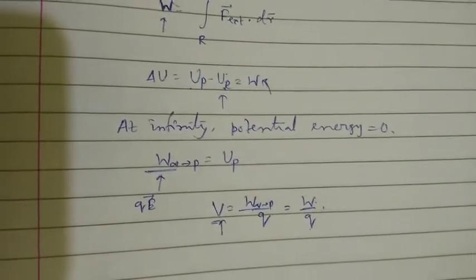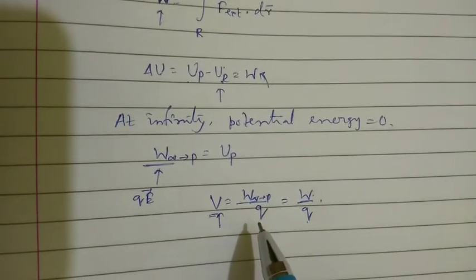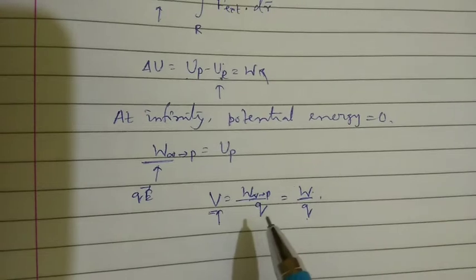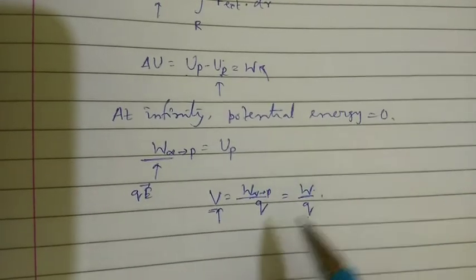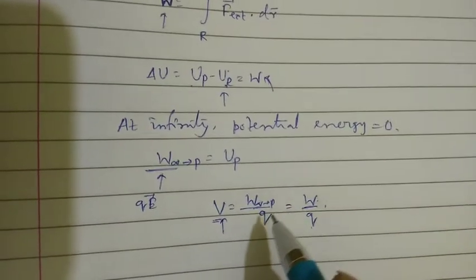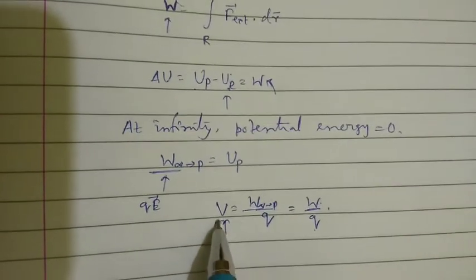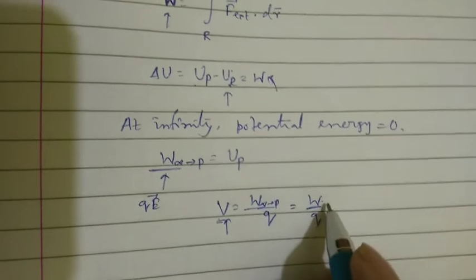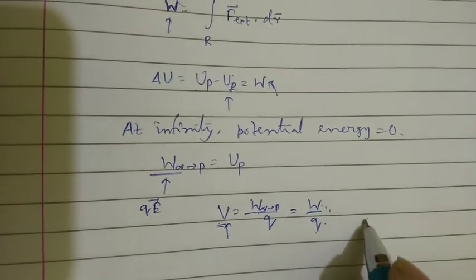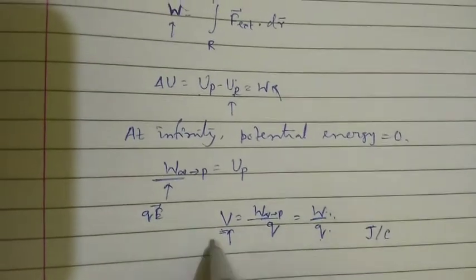So you can write: work done by an external force in bringing a unit positive charge from infinity to a certain point is known as the electrostatic potential at that point. The unit of electrostatic potential, from here, is joule per coulomb, or it is also known as volt.